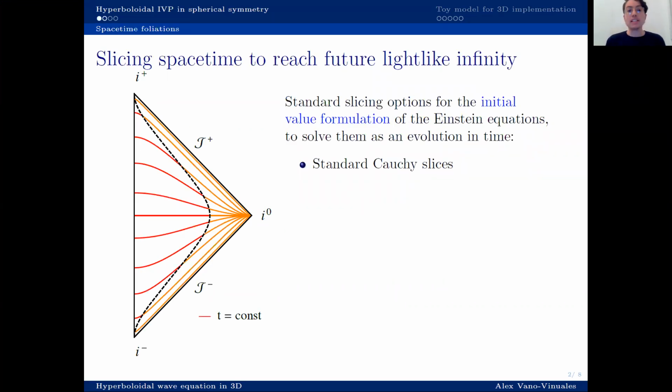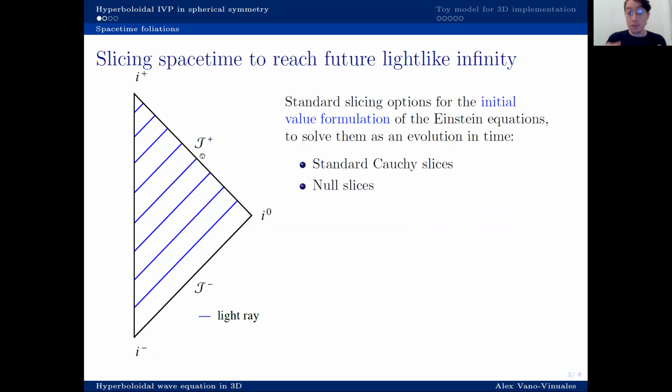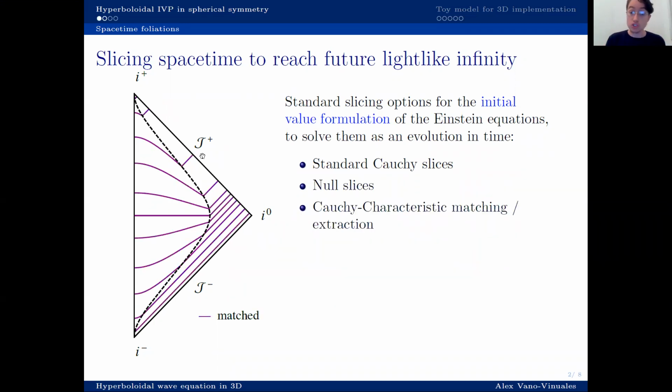From a numerical simulation point of view, it is especially interesting to include future null infinity, also called future light-like infinity, in Scri+, in our numerical domain. This cannot be done with usual standard Cauchy slices, as they don't reach Scri+ unless we use extrapolation. But if we put them together with characteristic foliations, we can use Cauchy characteristic matching or extraction to be able to reach future null infinity.